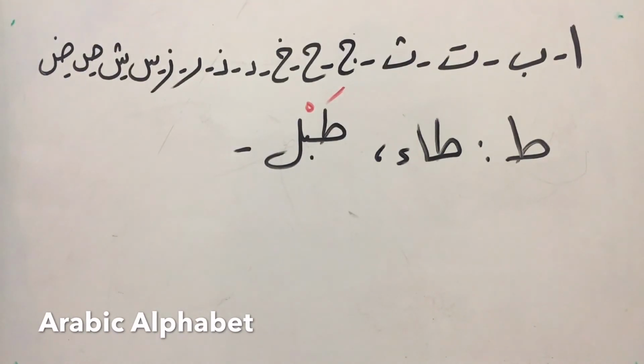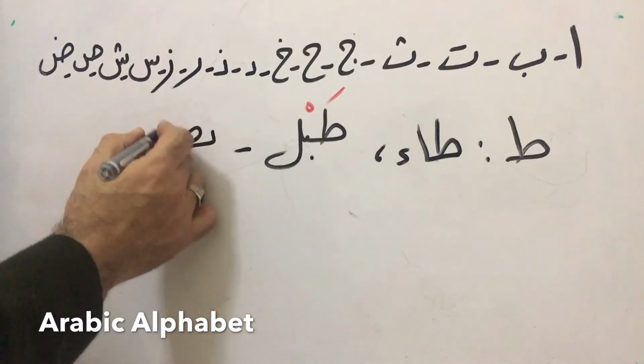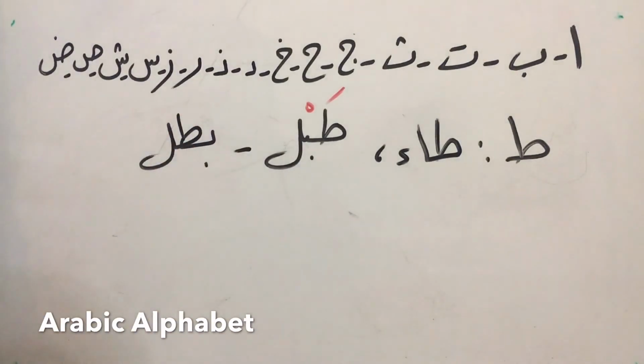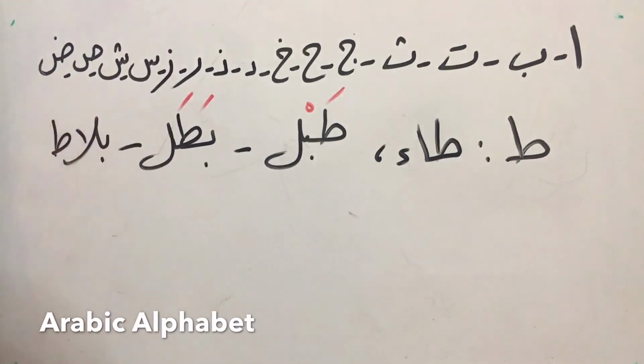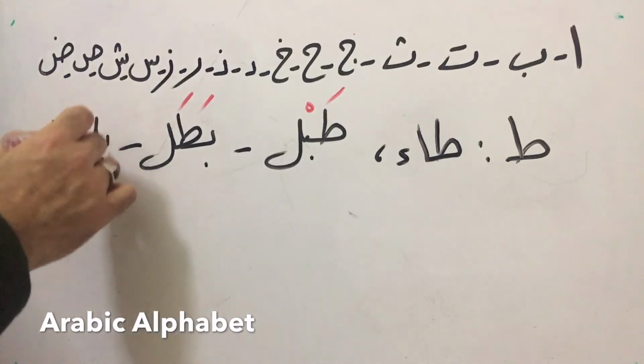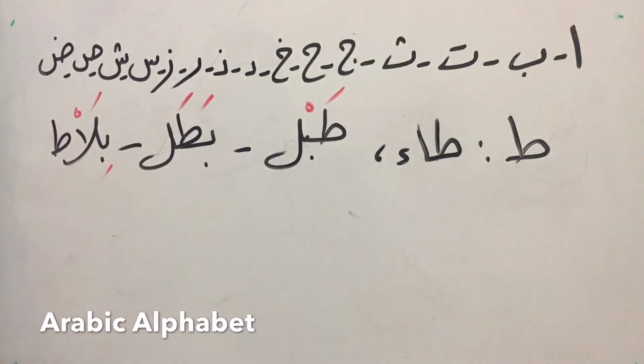In the middle of the word we have the same letters. We can write them like Batal, Batal means hero. At the end we can have an example like Bilat, marbles. This is Ta.